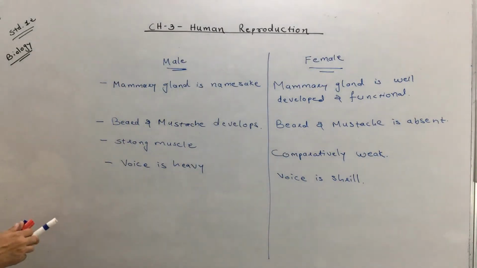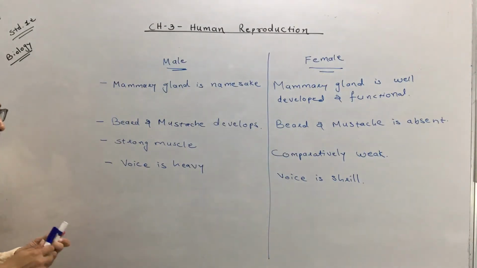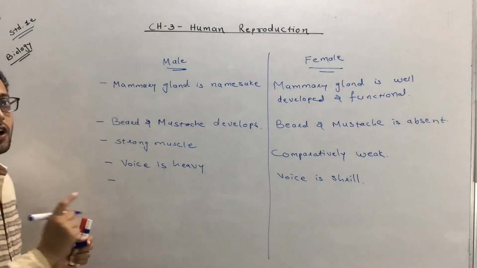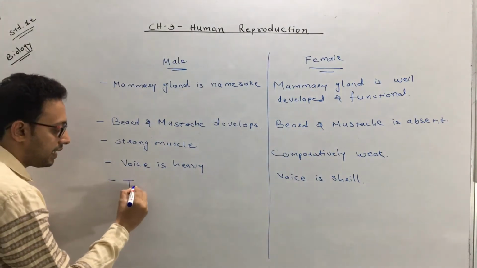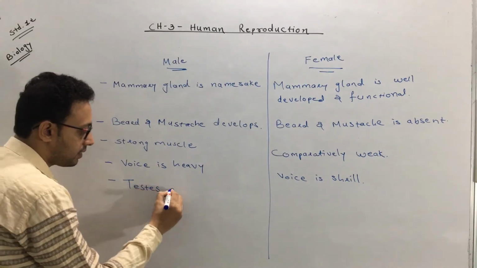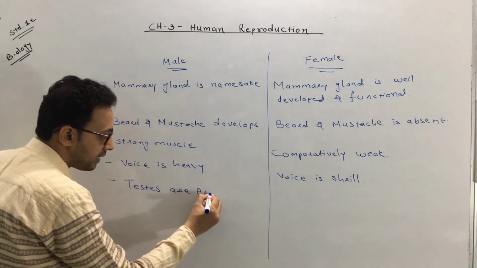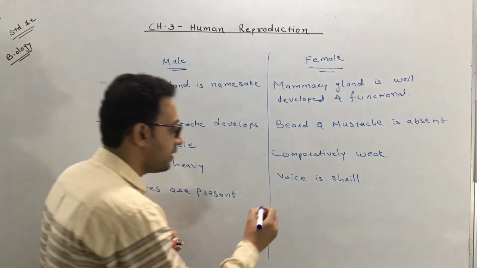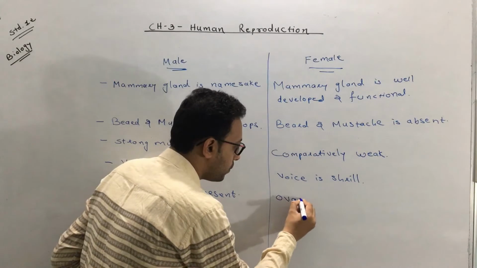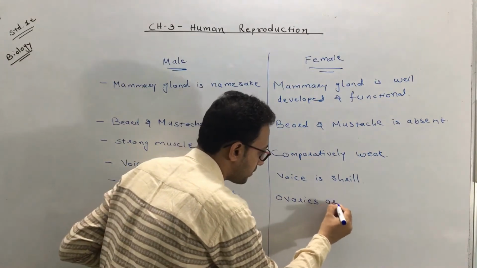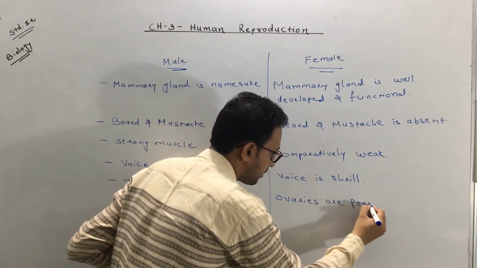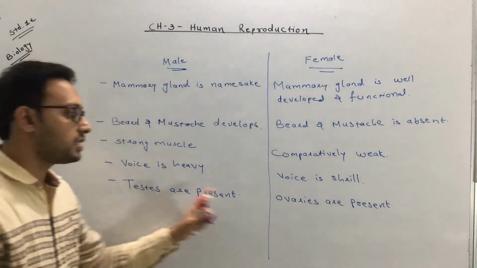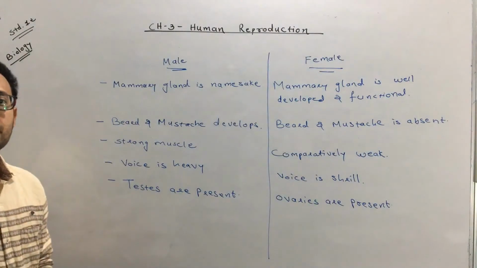Now what are the differences from internal point of view or internal characteristics? The one difference, as a gonad the male has testes. So testes are present as a gonad. Whereas in a female as a gonad what is present? The ovaries are present. In male testes are present, in a female the ovaries are present.